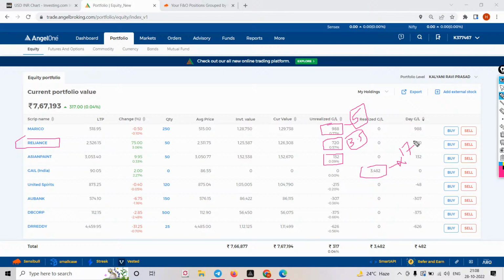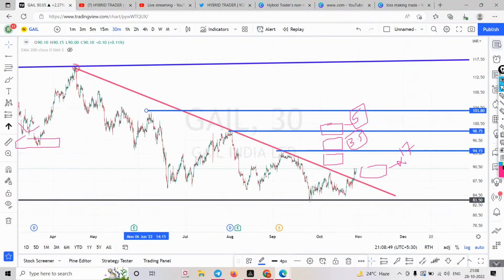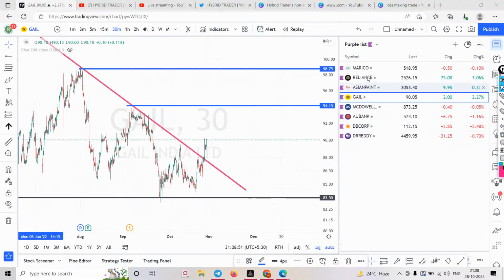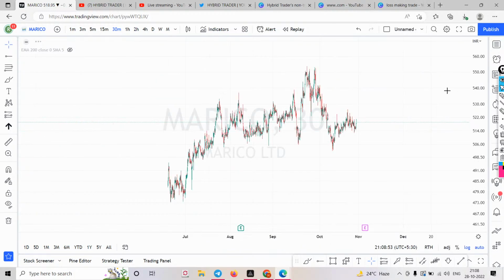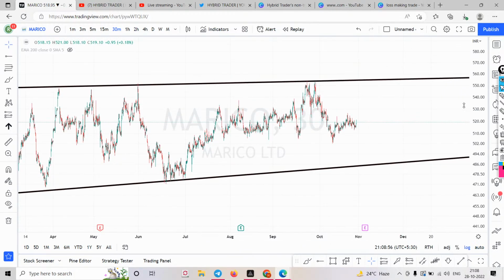Now let's jump onto the price action. Why did I take Marico? That is very important. Rather than showing you the profit, I'll show you why I took Marico. Let me take you to this. All right, so now Marico. This is my simple analysis.